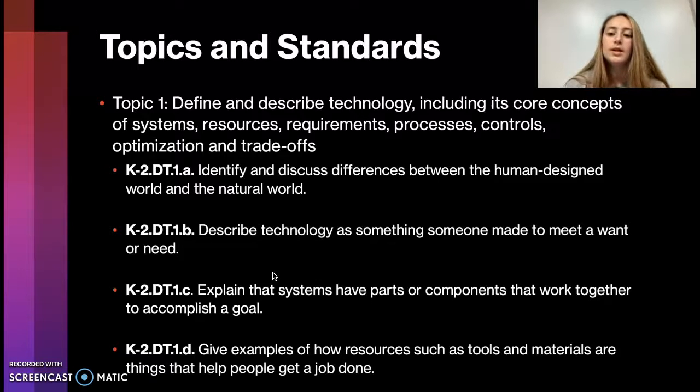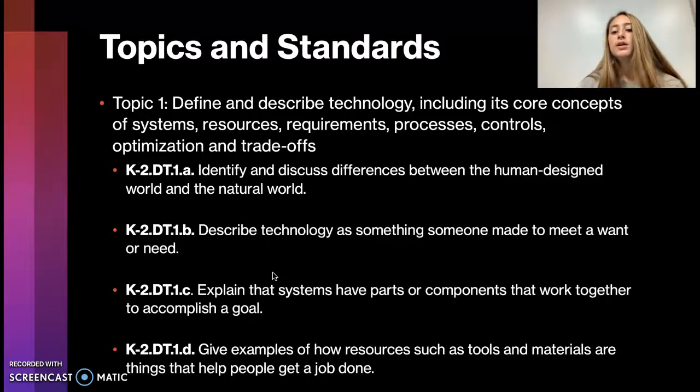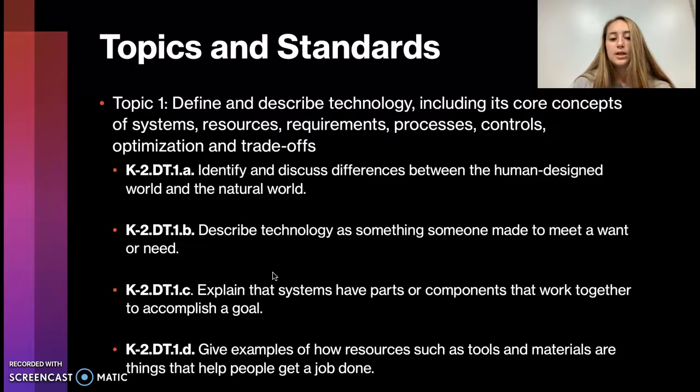The first standard is identify and discuss differences between the human-designed world and the natural world. The second standard is describe technology as something someone made to meet a want or need. The third standard is explain that systems have parts or components that work together to accomplish a goal. The fourth standard is give examples of how resources such as tools and materials are things that help people get a job done.